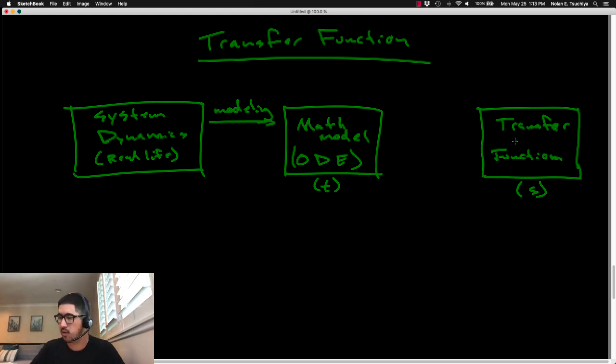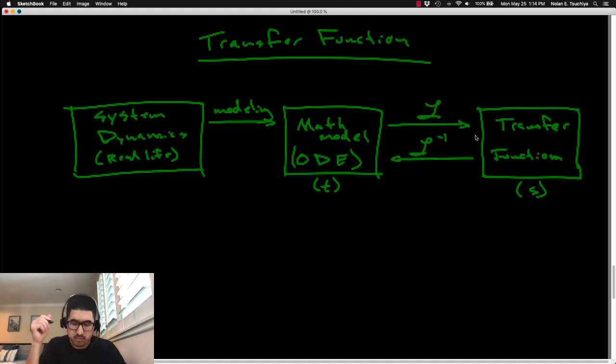Now, obviously, what I'm getting at here is we need to be versed in all three of these different versions of the same dynamic system. To get from the real system to the math model, we use this process of modeling. To get from the mathematical model in the time domain to the transfer function in the S domain, we rely on our old buddy, the Laplace transform. To get from the time domain to the S domain, you apply the Laplace transform. You can also start from the S domain and jump back into the time domain by using the inverse Laplace transform.